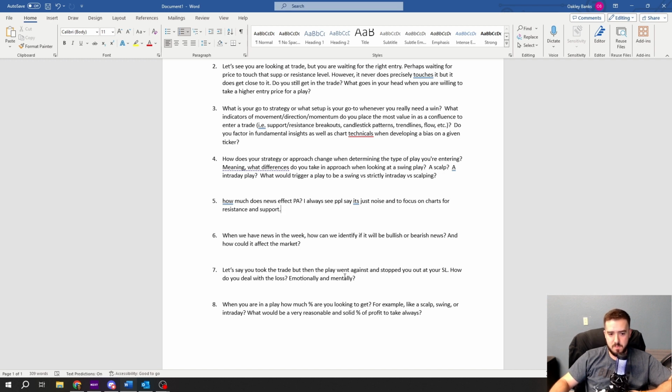News does affect price action, and I do think you should just focus on charts. Don't worry too much about news. Be mindful of when news is coming out so that you can exit a trade if you're in one, or wait to enter a trade until after the news has passed.